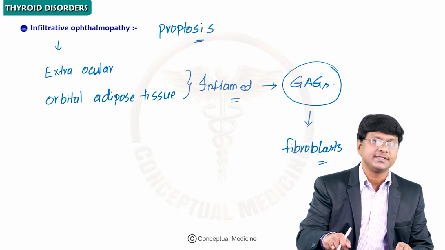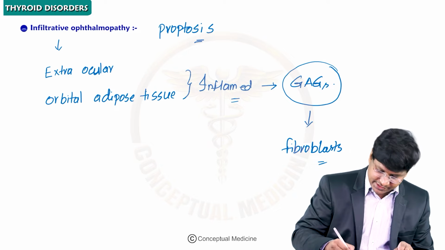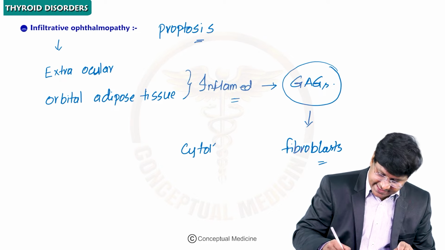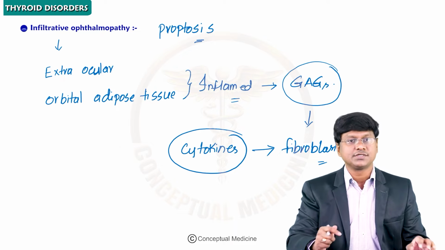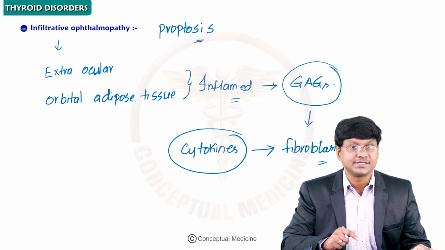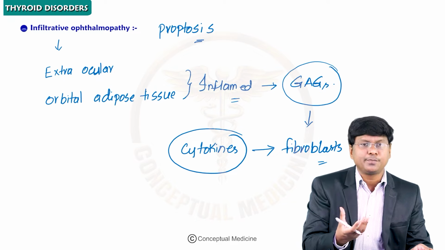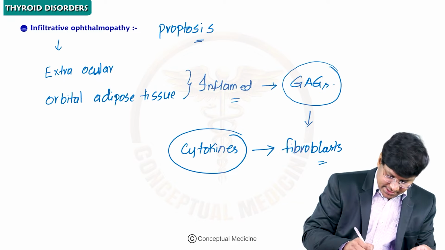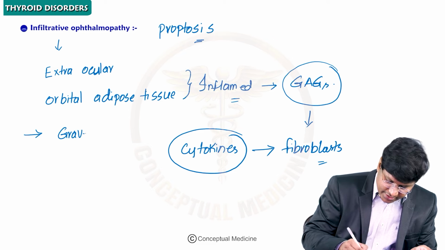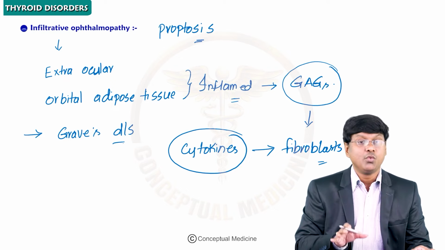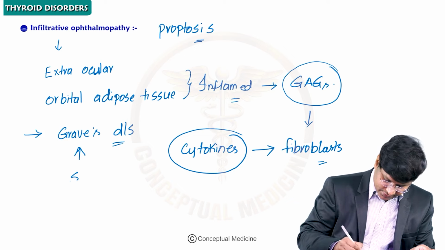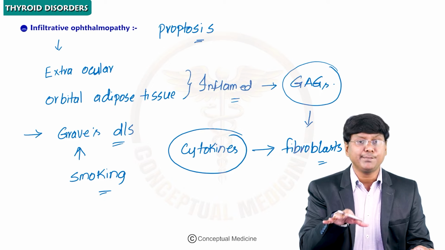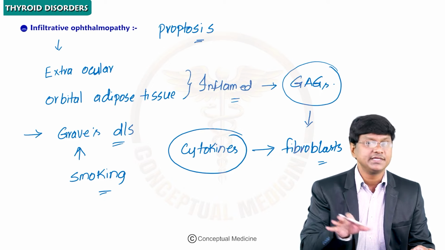And why are the fibroblasts secreting the glycosaminoglycans? In patients with Graves' disease, there is release of cytokines, and these cytokines stimulate the fibroblasts to release glycosaminoglycans. These glycosaminoglycans will cause the inflammation of the extraocular as well as the orbital adipose tissue. See, I have already told you that infiltrative ophthalmopathy is seen in patients with Graves', but it is not seen in all patients with Graves'. What is the risk factor for the development of ophthalmopathy in Graves'? It is smoking. Okay, so smoking is considered an important risk factor for the development of ophthalmopathy in Graves' disease.